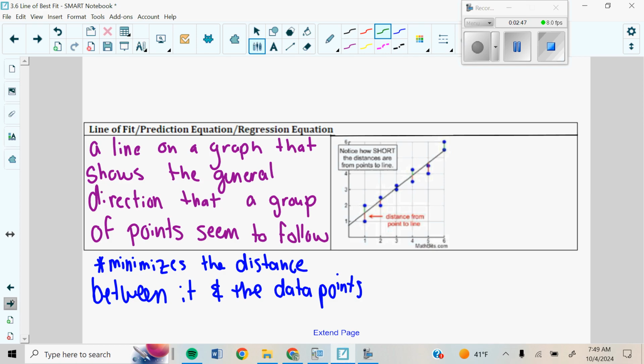It says a line on a graph that shows the general direction that a group of points seem to follow. And so that's going to be the line that best fits the data. It goes in the same general direction of the data. Now there's an actual mathematical computation for this, and what it does is it minimizes the distance between the data and its line. So if you look here, they'd average that distance out.